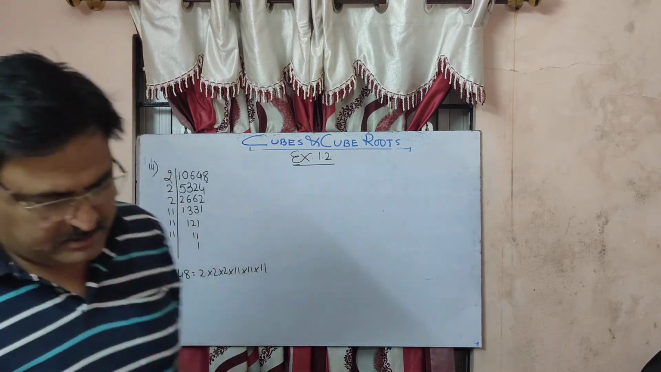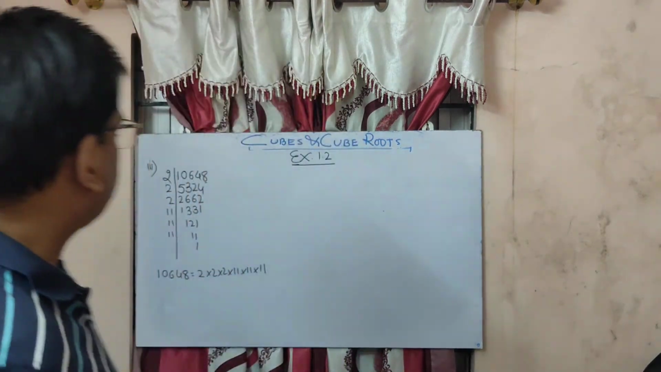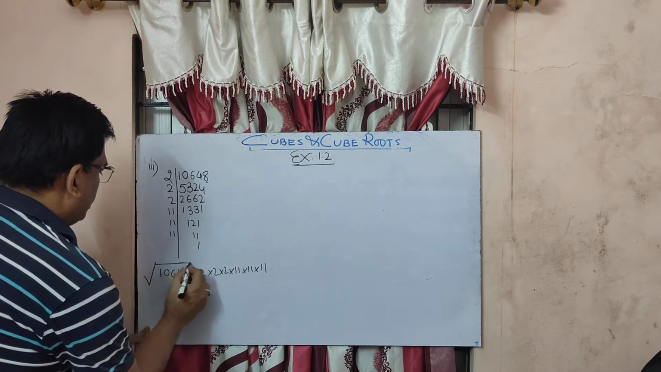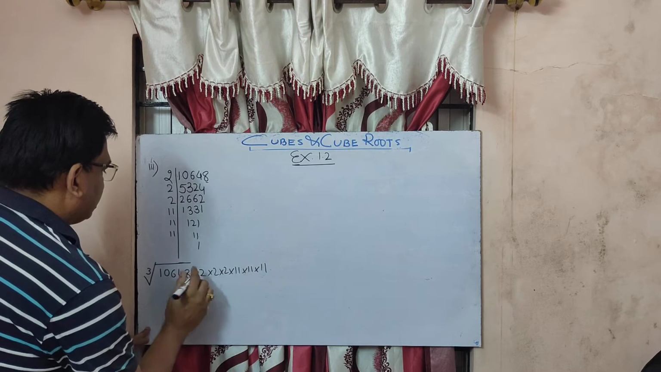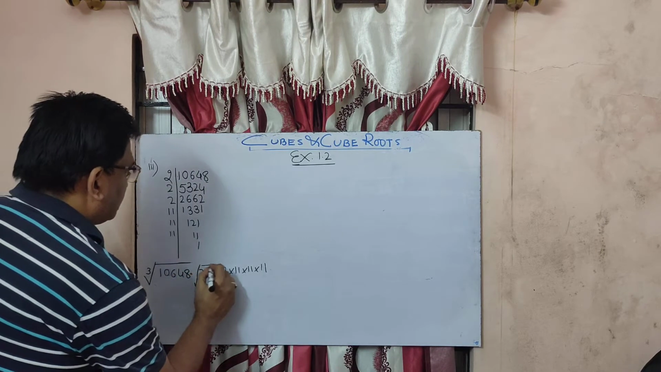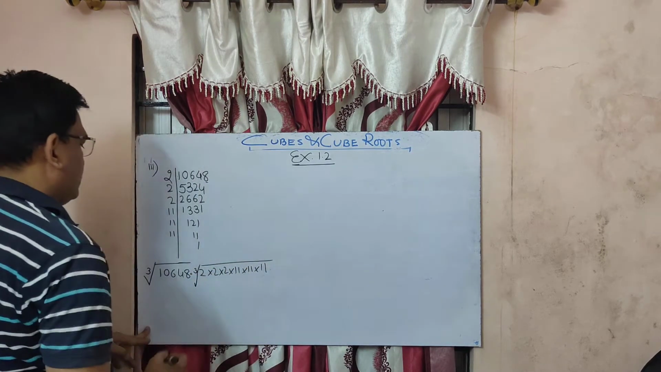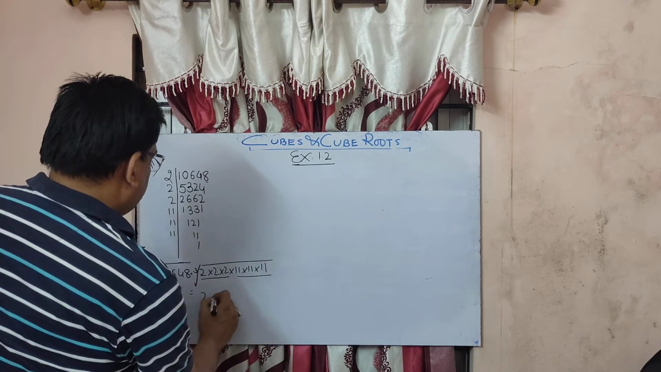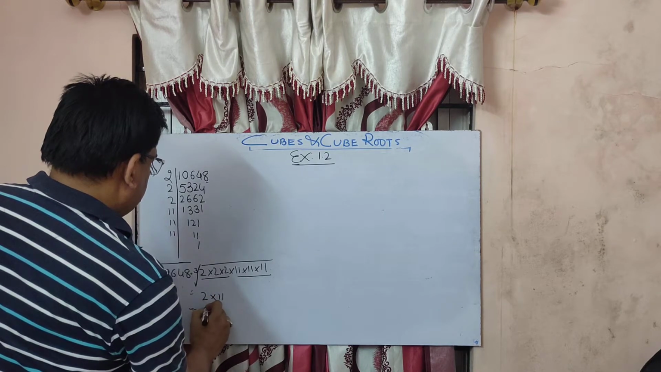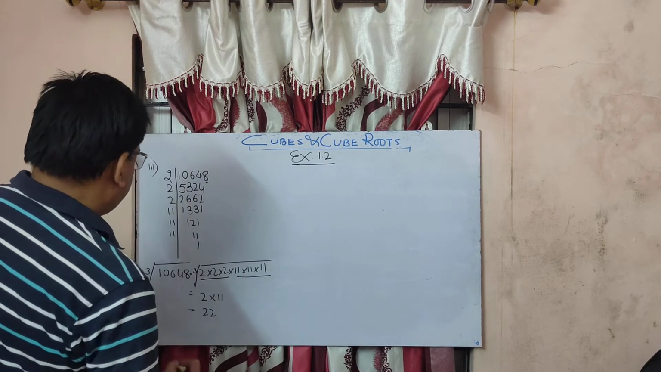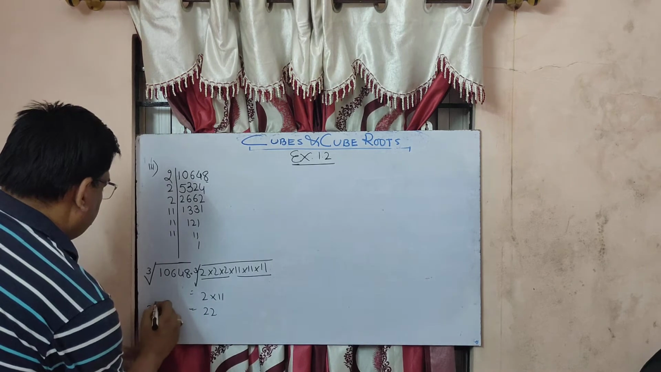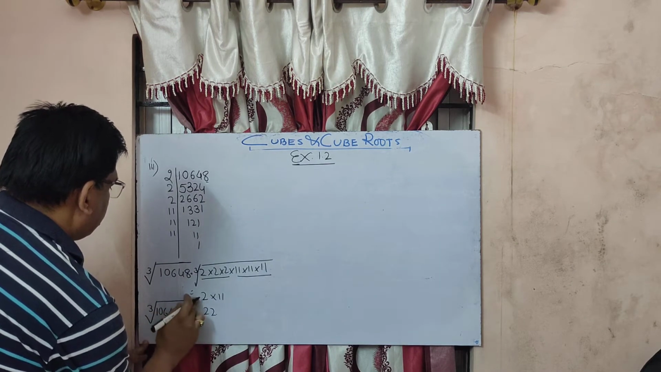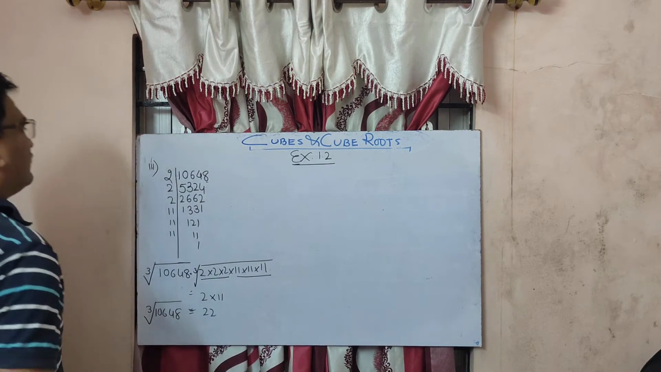So now what you have to find? The cube root. So how to write it? Cube root of this is like this. You have to write like this. Now grouping: 2 into 11, that is 22. Therefore the cube root of 10648 is 22.